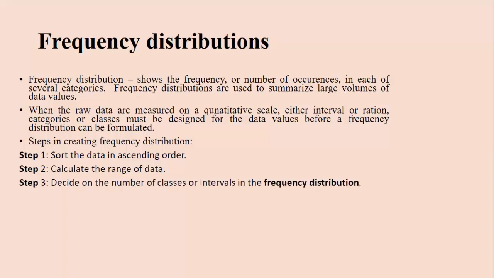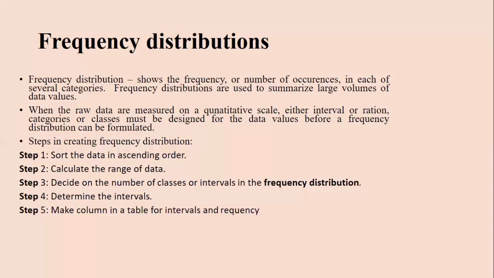Step number three is to decide the number of classes or intervals in the frequency distribution. When we have calculated the range, after that we have to decide how many classes we have to create in the series as interval classes and as frequency distributions. Then we have to define or determine the intervals. That is a process we will show you in a while. And after that, make a column in the table for interval and frequency.